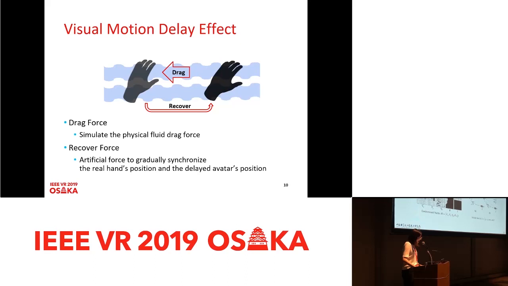Our proposed method consists of two components, drag force and recover force. Drag force is to simulate the physical fluid drag force of water, but with it alone, there would be a mismatch of positions. So we use recover force. It is an artificial force to gradually synchronize the real hand's position and the delayed avatar's position.